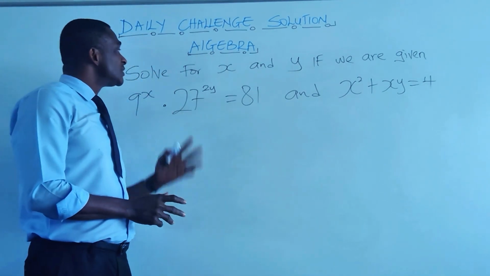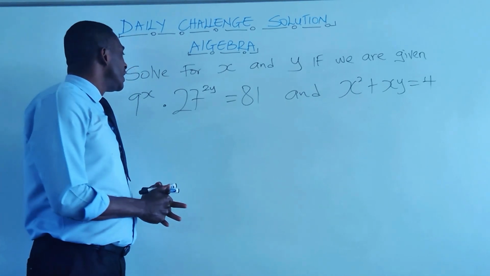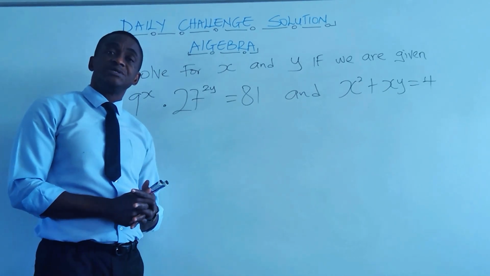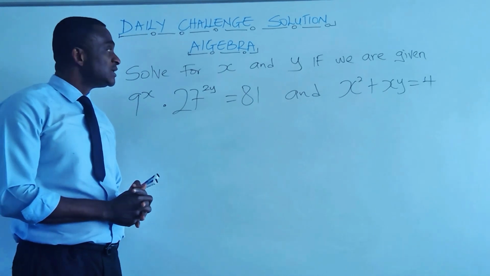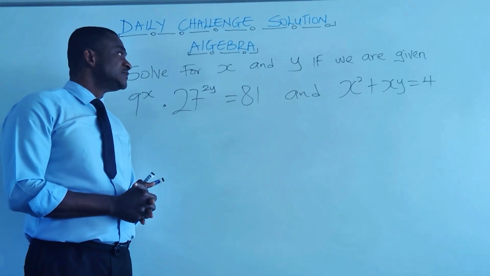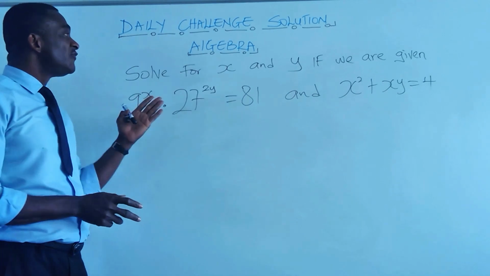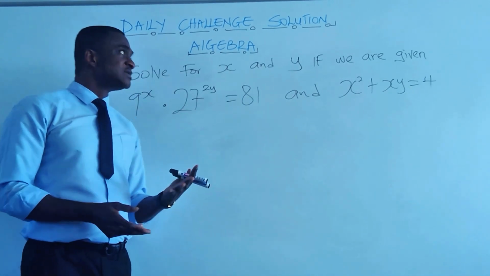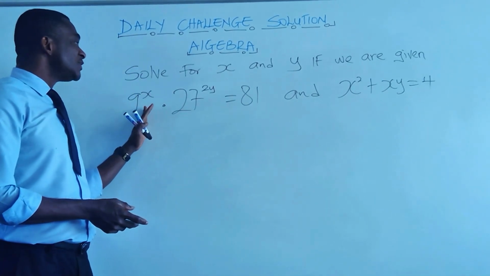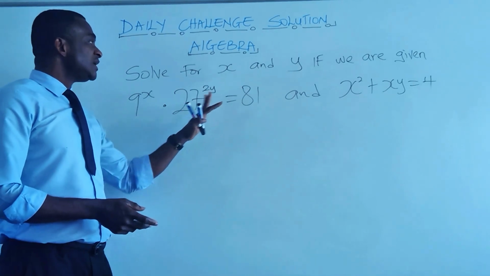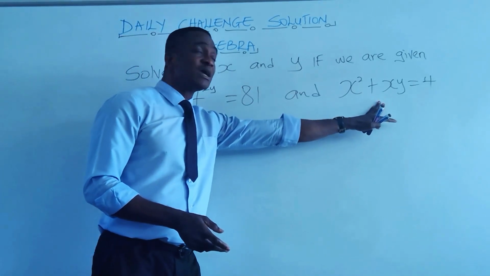Today we are going to look at this simultaneous equation that we posted as one of our daily challenge. Let's look at the solution. It says that we should solve for x and y simultaneously if we are given that 9 exponent x times 27 exponent y equals 81, and this is the second equation.